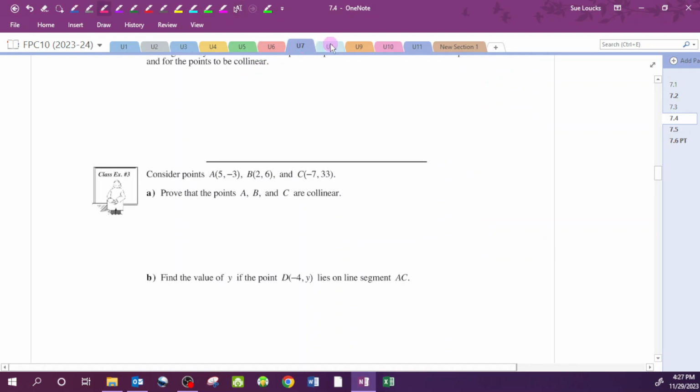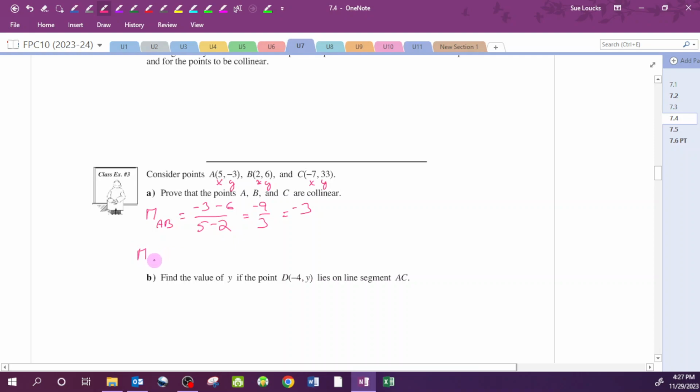So we need to find the slopes between some of them. I'm going to put this as my x and this is my y, and this is an x and this is a y, and this is an x and this is a y. And let's find the slope from A to B. I'm going to make this my point 1 and this my point 2. So it's going to be -3 minus 6, those are my y values, and my x values are 5 minus 2. So I get -9/3, which is -3.